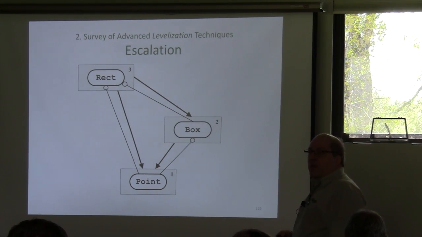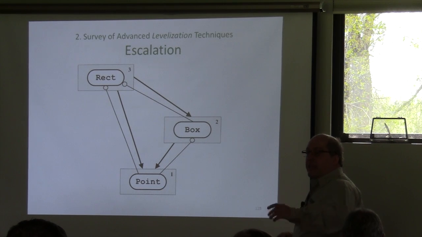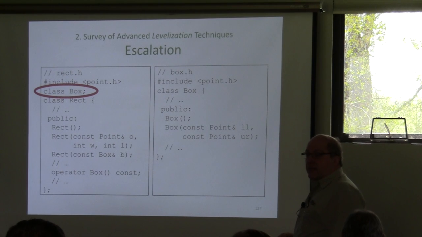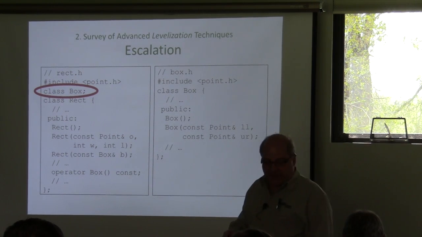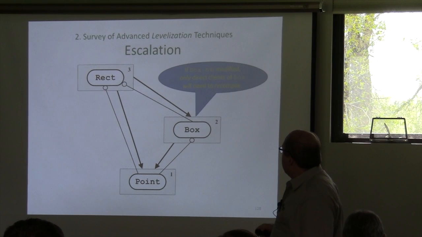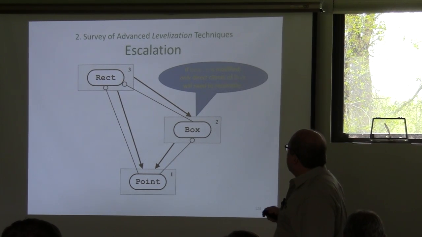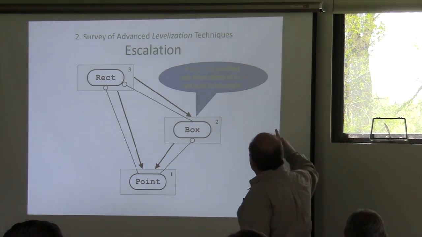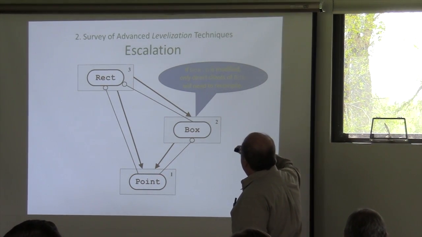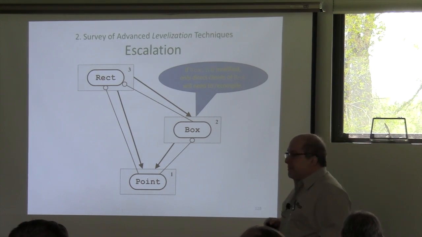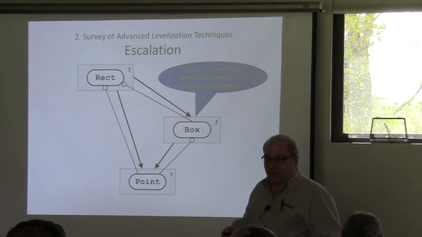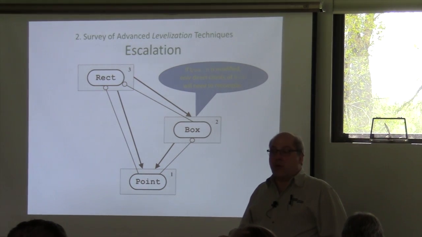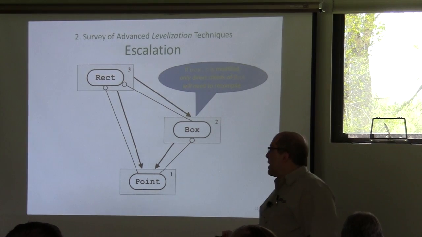Or we could take the other approach, and while we're at it, try to insulate the clients. So now we'll just say class box. We'll push all the good stuff to the CPP file. The problem is the same, but now only the direct clients of box will need to be modified. We'll need to recompile. Okay? So that's a little bit better, but it's not really better because we would like to be able to use either box or rectangle or both. So how do we do that?